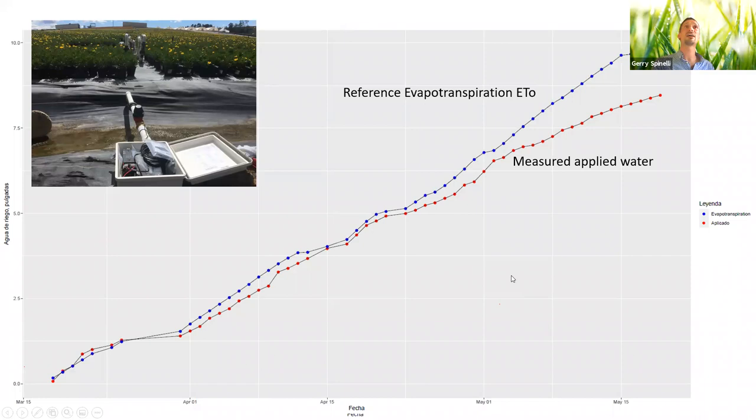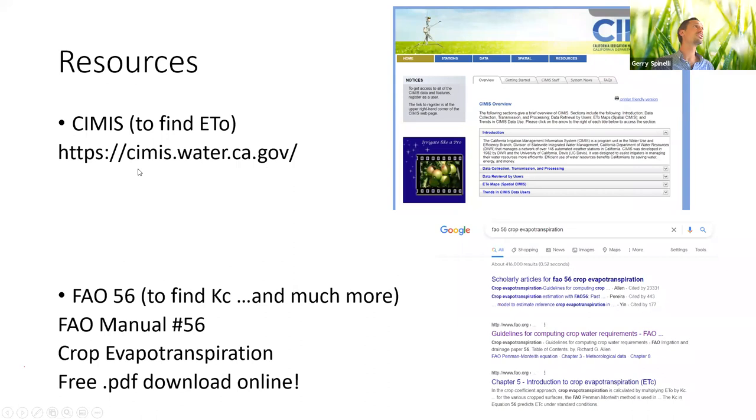Okay, with this, I want to show you the resources. This is the CIMIS website, where you click here on data. First, you click on register, you make a username, a password, and so on. Then you click on data, it kicks you to this table where you pick the weather station. Make sure you pick the weather station close to your conditions, and then you can download the reference ET data.